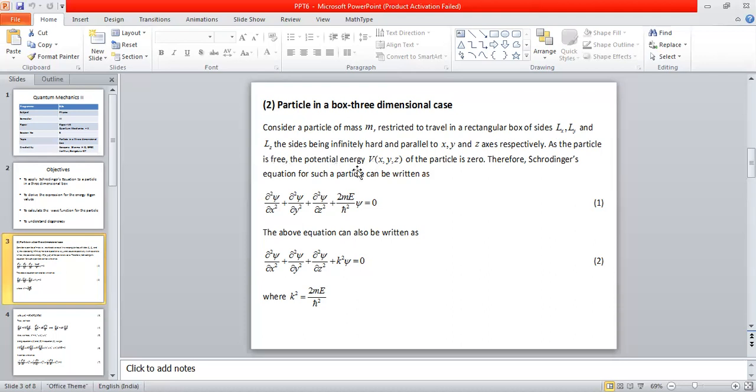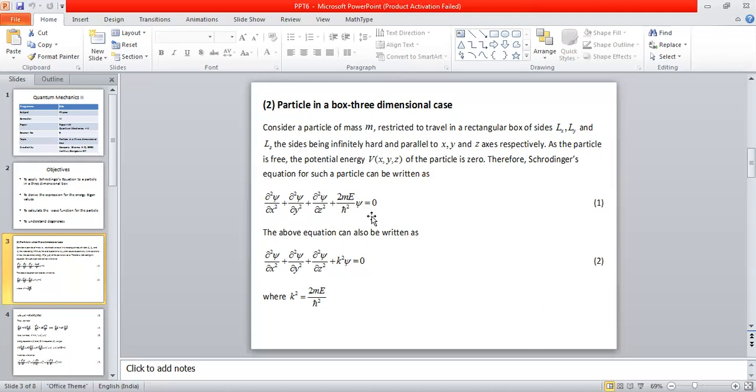As the particle is free, the potential energy of the particle is 0. Without loss of generality, we can assume the potential energy of the particle to be 0 inside the box. Therefore, we can write the Schrödinger equation for such a particle as follows. Since we are dealing with three dimensions, we have two more extra terms apart from ∂²ψ/∂x². So the equation becomes ∂²ψ/∂x² + ∂²ψ/∂y² + ∂²ψ/∂z² + 2mE/ħ² ψ = 0, as the potential energy of the particle is 0. This is basically a second order partial differential equation which has to be satisfied.